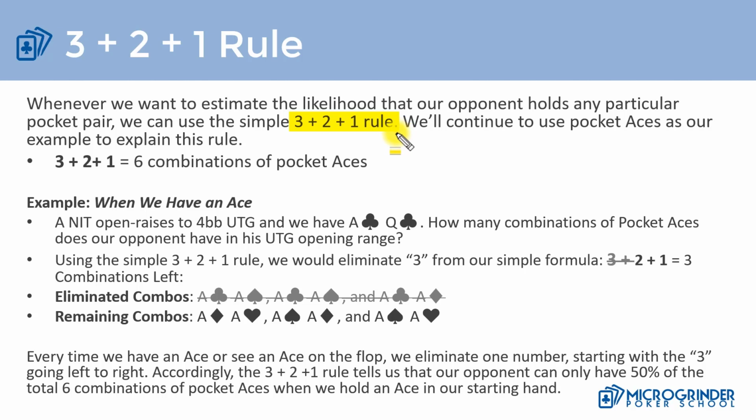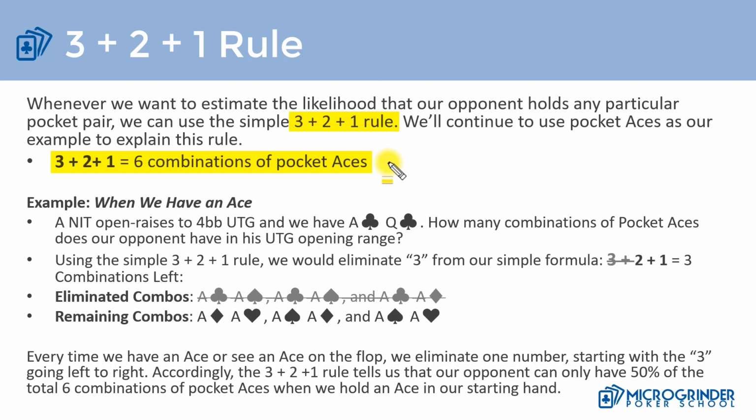So let's go ahead and do an example where we have pocket aces. With pocket aces, we can start with this 3 + 2 + 1 = 6 combinations of pocket aces. And don't worry if this is confusing. Understand that with pocket aces, remember, there's 6 different combos.